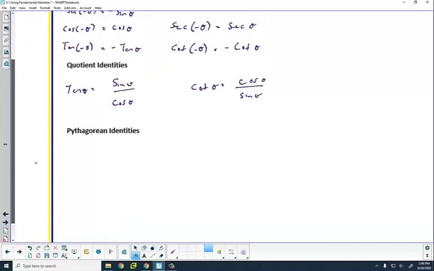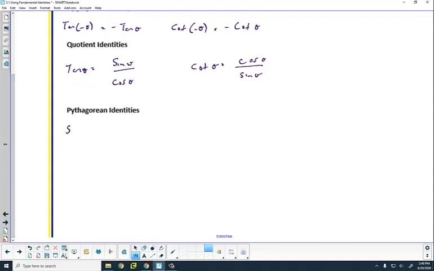And let's not forget our Pythagorean identities. We're going to take a minute here because these help us so much. Sine squared theta plus cosine squared theta equals 1. Rearranging, sine squared theta equals 1 minus cosine squared. All I did was subtract over the cosine. Cosine squared theta equals 1 minus sine squared. Very important to know these three. If you can do these three, the other ones are pretty easy.